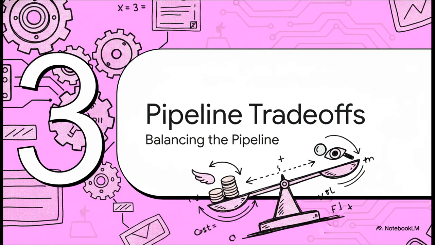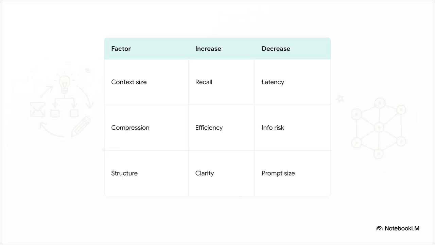Next up, Section 3, balancing pipeline trade-offs. Now, what's really interesting about this slide is it highlights a fundamental truth. Every single pipeline requires balancing some trade-offs. It's not magic, right? Increasing your context size raises recall, which means the LLM has way more chances to find a fact, but your latency and compute costs are going to spike.